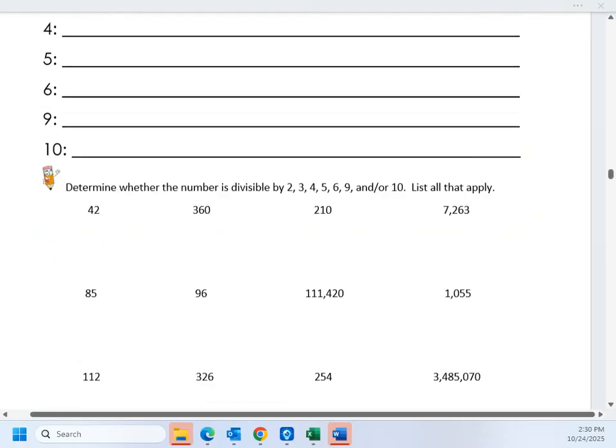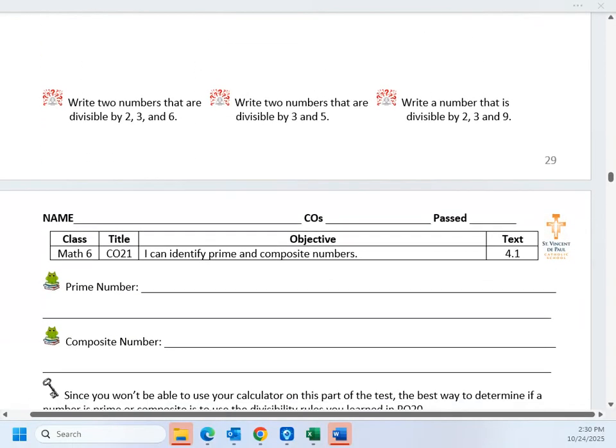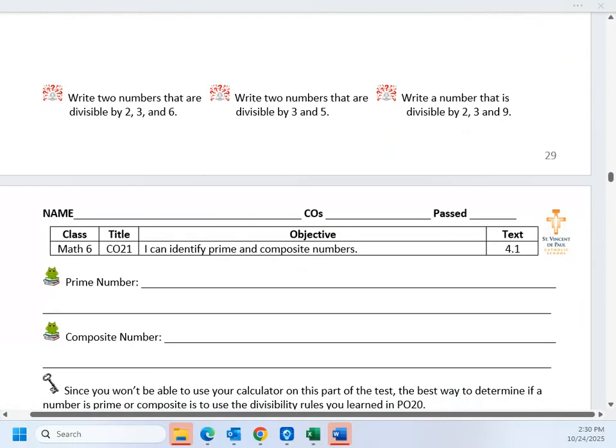And then at the very bottom, now you have to write two numbers that would be divisible by 2, 3, and 6. So make sure you are writing those. And so figuring out a number that's only divisible by those three numbers. Okay, so 2, 3, and 6, 3 and 5, 2, 3, and 9. So find numbers that are divisible by those. It is a one-pager today. Do your work. Really think it through.